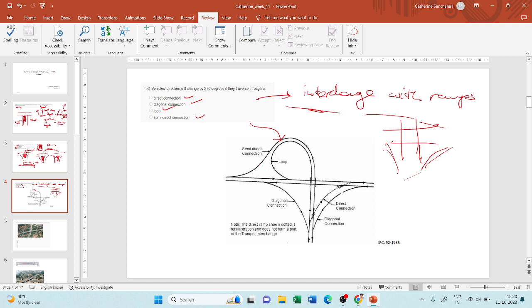Now it has many ramps, and all these are used to provide access to the roads, right? If you're traveling in this road, if you want to access the other road, you've been provided with this ramp. Similarly, if you want to access this side, you've been provided with this ramp, right?